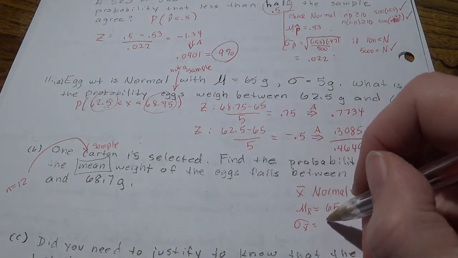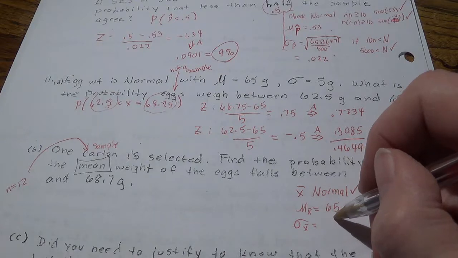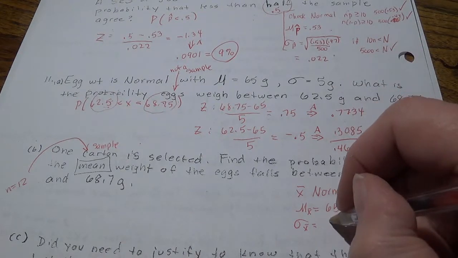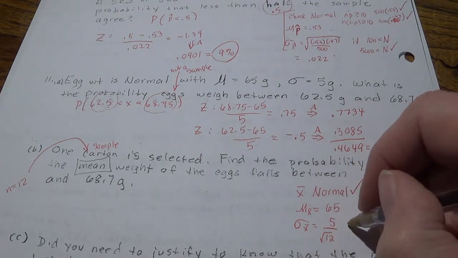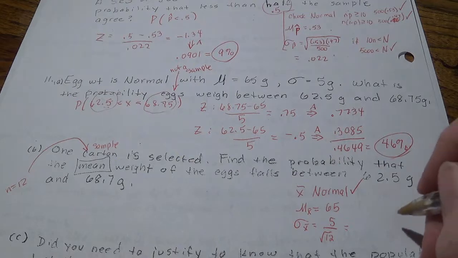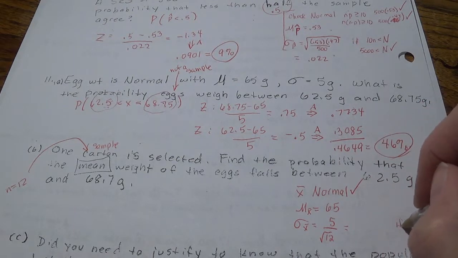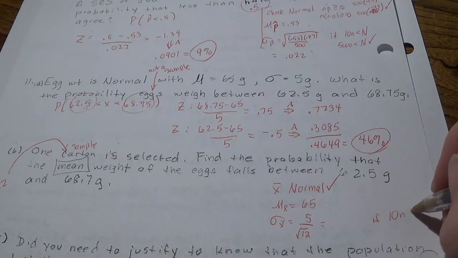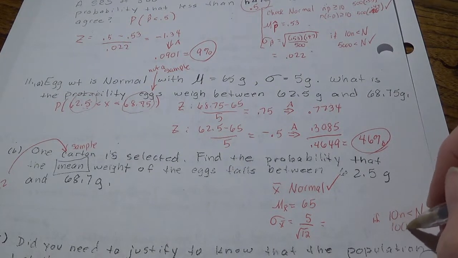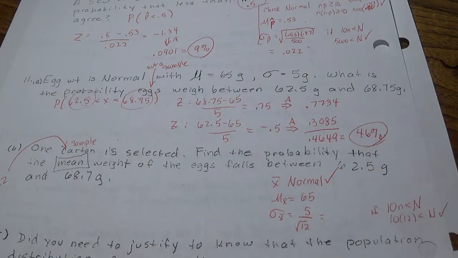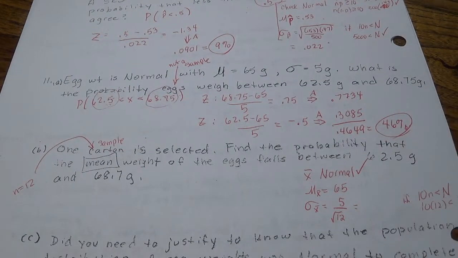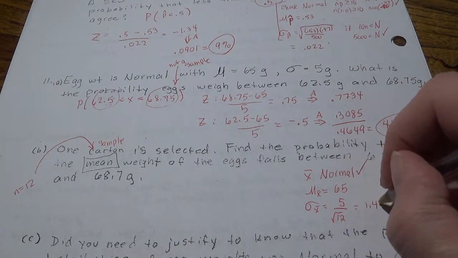going to be the standard deviation of the population, 5, divided by the square root of the number in the sample, which is 12 eggs. That is true if 10n is less than N. So 10 times 12, 120, is that less than the number of eggs in this population? I'm assuming yes. All right, so now 5 divided by the square root of 12 came out to 1.44.